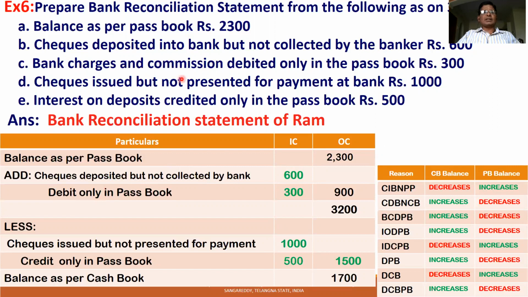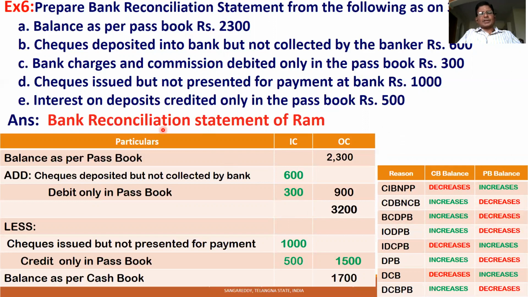Next, bank charges and commission are debited only in the passbook. Usually bank charges and other expenses are debited in the passbook. Whatever we enter on the passbook debit side, passbook balance decreases. As the passbook balance decreases, we have to add 300.